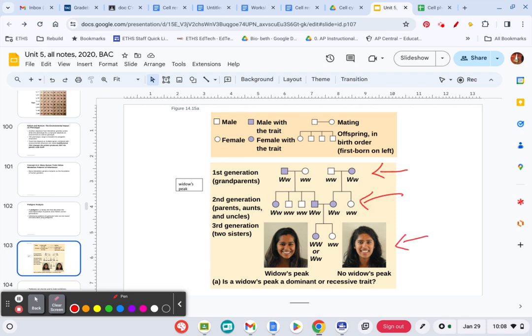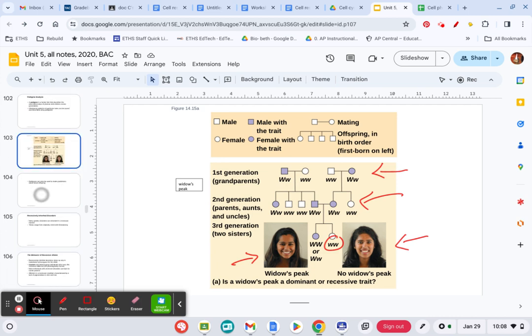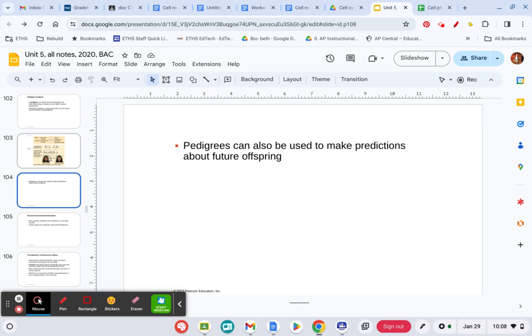Now, we can tell what her genotype is going to be because she doesn't have it. If she doesn't have it, she has to be two recessive letters. But because it's a dominant trait, we don't know about this young lady because she could be homozygous dominant or she could be heterozygous. Now, big deal. Widow's peak, no widow's peak. It's not like it's life-threatening. But that's kind of the point because you can use this for things that are life-threatening. So you can make predictions about future offspring. What is the possibility that my child will have Tay-Sachs, for example?